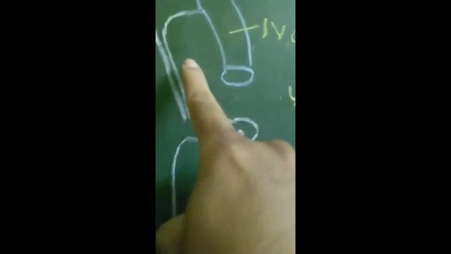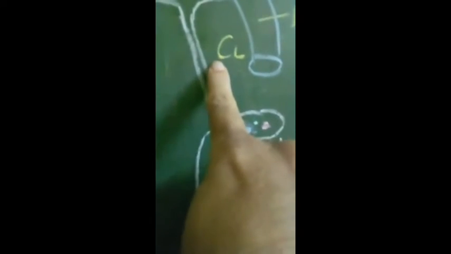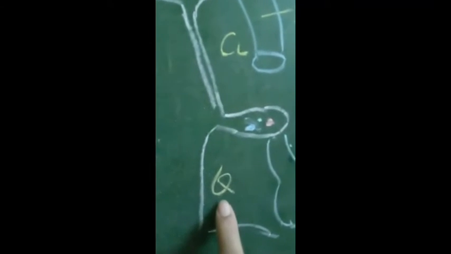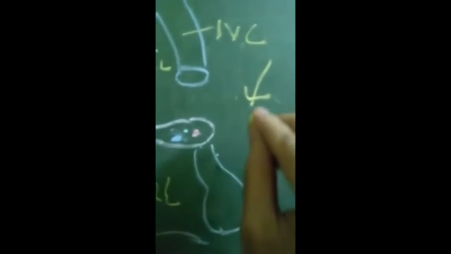So what are the structures entering the porta hepatis? Yes, of course, this is the inferior vena cava. Most important, I traced it down. This is the caudate lobe. This is the quadrate lobe. See, this is Q. This is C, this is caudate. This is quadrate, the quadrate lobe. And the porta hepatis. What are the structures entering the porta hepatis? That is the portal vein and hepatic artery.